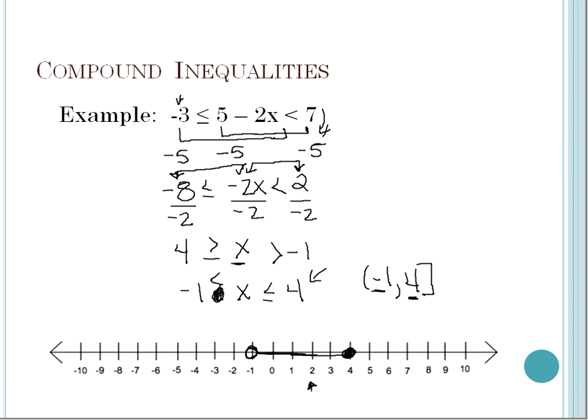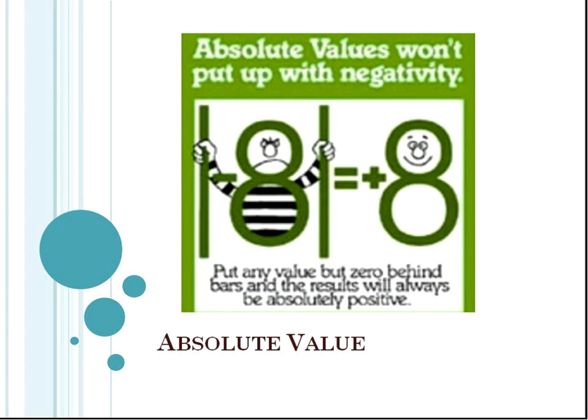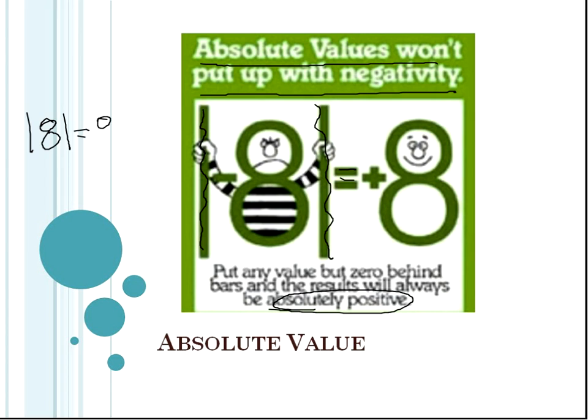So now we've worked through inequalities. Let's look at absolute value. One thing that we might remember about absolute value, and I found this funny, is that absolute values won't put up with negativity. The absolute value is always going to make things positive. So my question is, is that all we really think about as absolute value? It makes things positive and it keeps things positive. So the absolute value of 8 would also be 8.